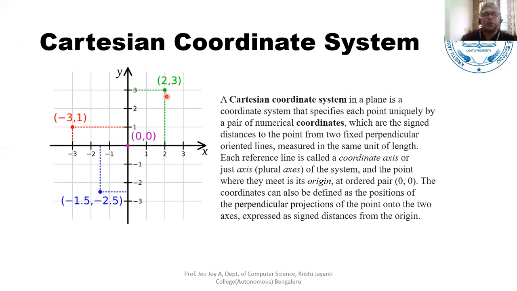And every coordinate in this plane can be represented with two numeric values like this 2, 3, where the value 2 represents the distance of this point along the horizontal x-axis, and the value 3 represents the distance of this point along the vertical y-axis.